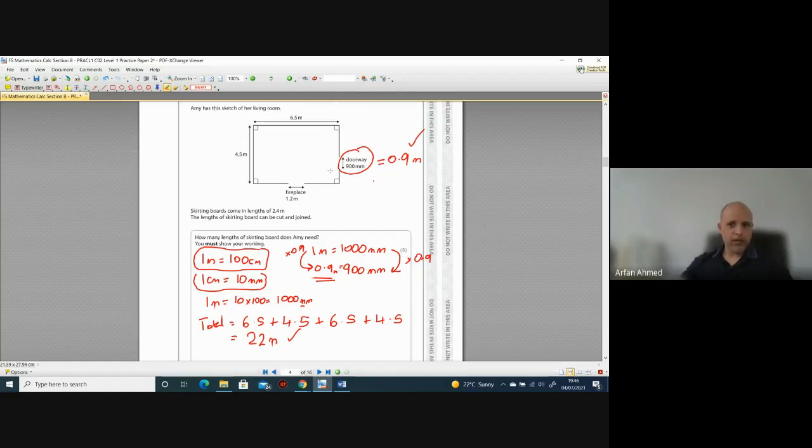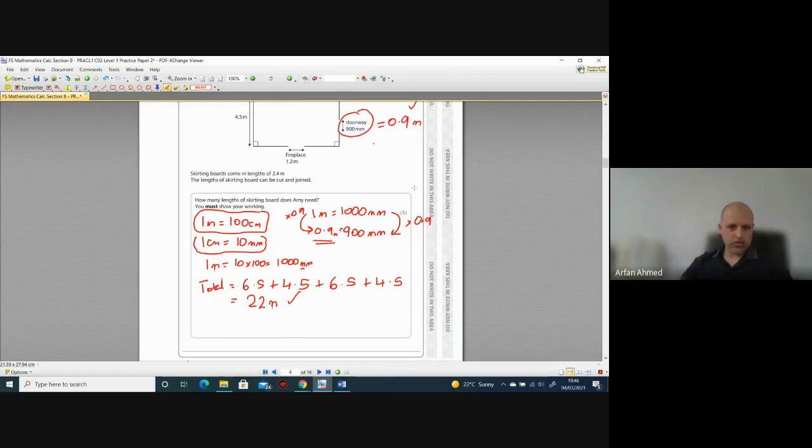Now we need to take away the fireplace, take away the door. So 22 minus that, which is the fireplace, and take away the door, which is now 0.9 meters. So 22 take away 1.2, take away 0.9. We get 19.9 meters. That's your third mark.